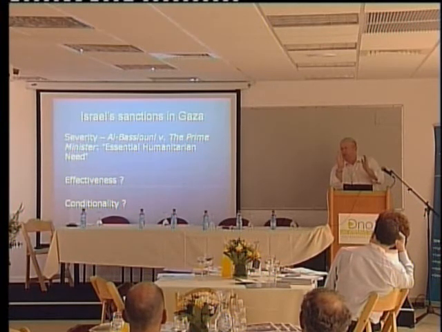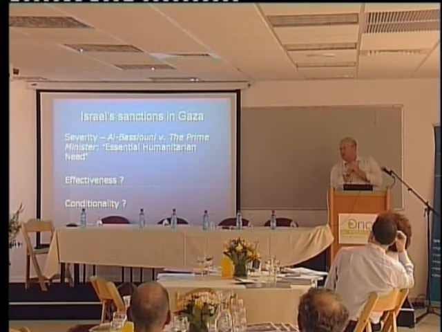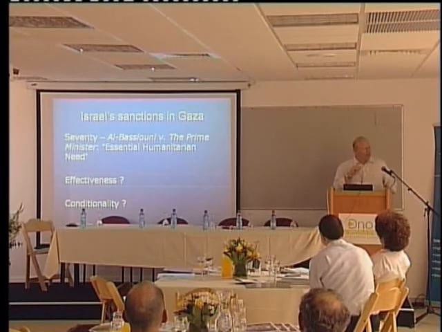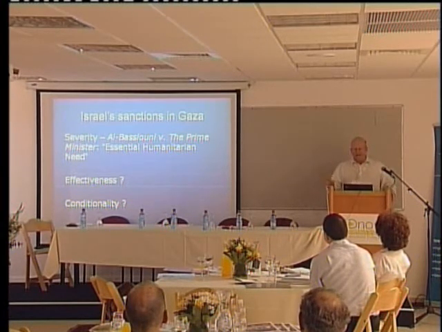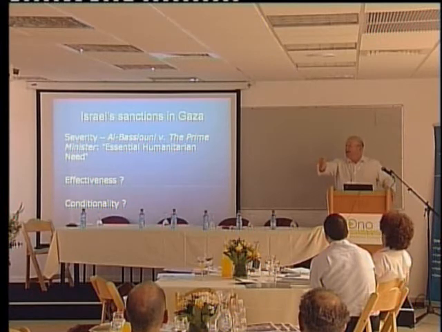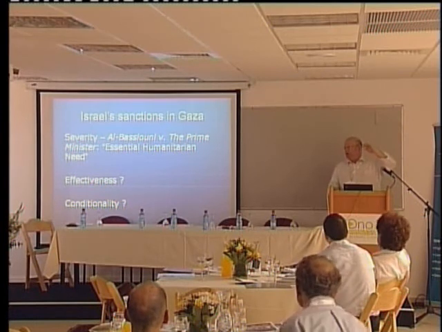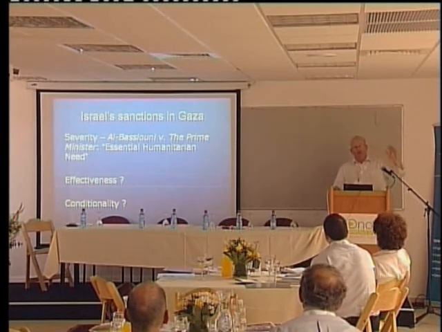Israel sanctions in Gaza, I'll just state this. The court, when it reviewed Israel's sanctions in Gaza, applied only the first principle, the principle of severity. It said in the decision of al-Basyuni versus the Prime Minister that what you have to provide is essential humanitarian needs. Meaning, do not impose economic sanctions which are very severe. As long as you give the Palestinians some minimum humanitarian level, it's okay. You can apply these sanctions.